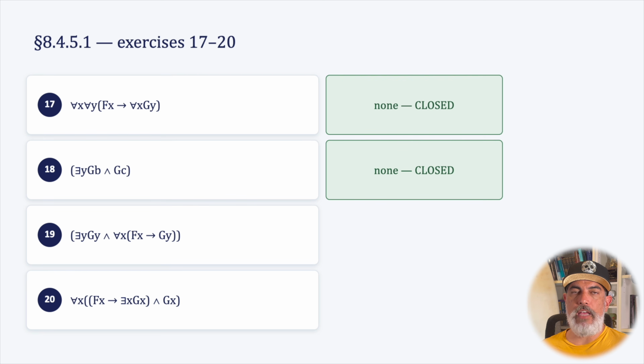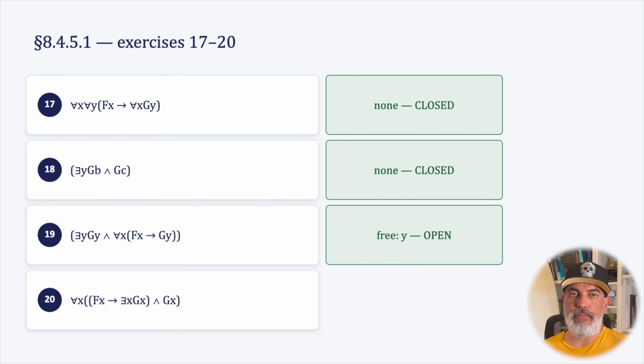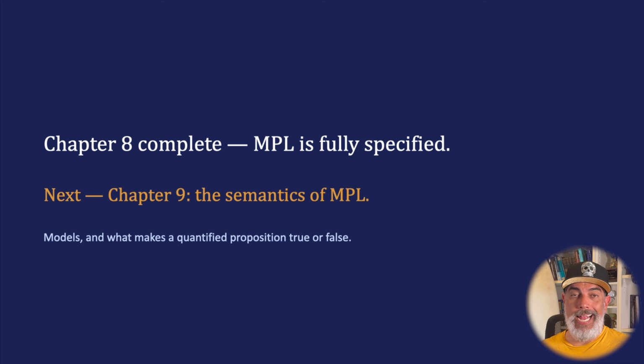19, for some y, gy, and for all x, if fx, then gy. Now that second gy, the y there is not in the scope of any quantifier that has a y in it. So that's free and this is open. 20, for all x, it's both the case that if fx, then for some x, gx, and gx. All the x's are either bound by that some or bound by that outside all, so they're all bound and this is closed. And that's chapter 8.